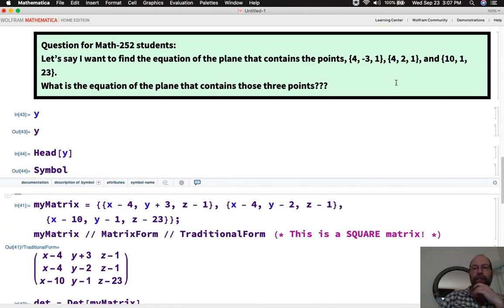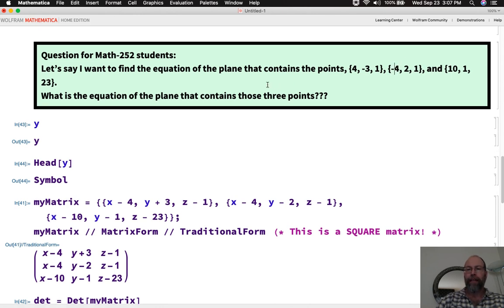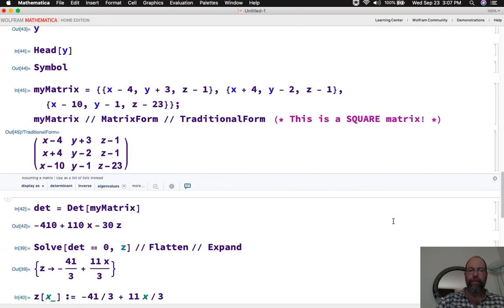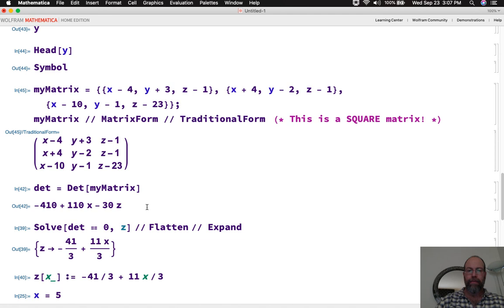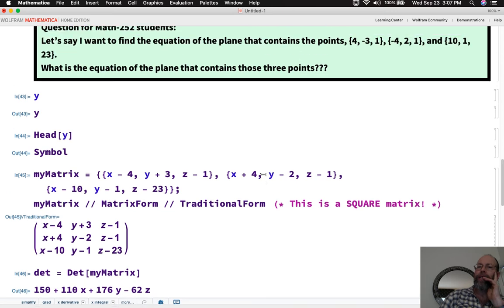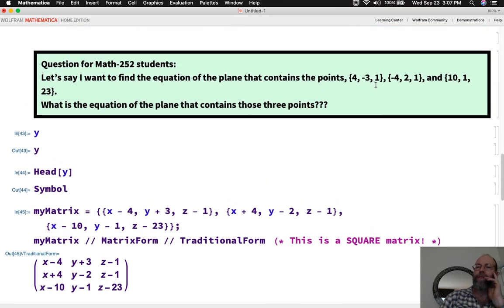So, okay, let me change that again. Let me make this a -4. So this will become x minus a -4, that will be x plus 4. Okay, so I'm changing this again. There we go. Now I have my y. Okay, yeah, that was interesting. So the y value was getting discarded, and it's not quite what I wanted. So these are my points: 4, -3, 1, -4, 2, 1, and 10, 1, 23.